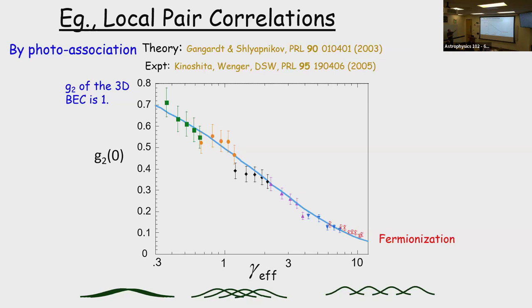baseline of equilibrium, I point to this experiment, which we did some time ago, where we were essentially measuring the local pair correlation, which is something like the probability of two particles being in the same place. And if you do that as a function of this dimensionless coupling strength gamma, you see that it goes from 1 at very low gamma, just like a BEC. And then if you go to strong coupling strength, it starts to approach 0. And that's the fermionization.